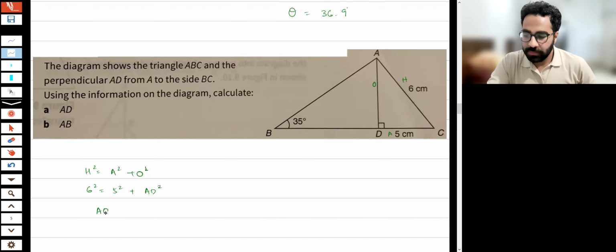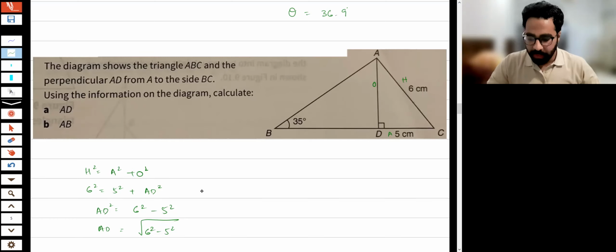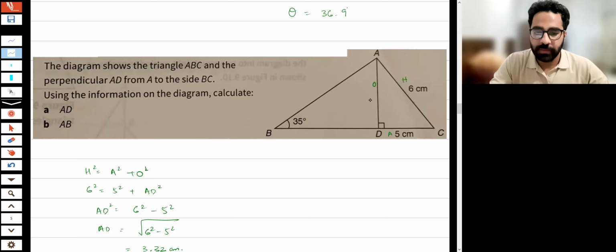So my AD squared would be equal to 6 squared minus 5 squared, and AD would be equal to under root 6 squared minus 5 squared, which is under root 11, which is equal to 3.32 centimeters. So I got the value of AD as 3.32 centimeters. I'm going to write that down over here. Now I have to find the value of AB.